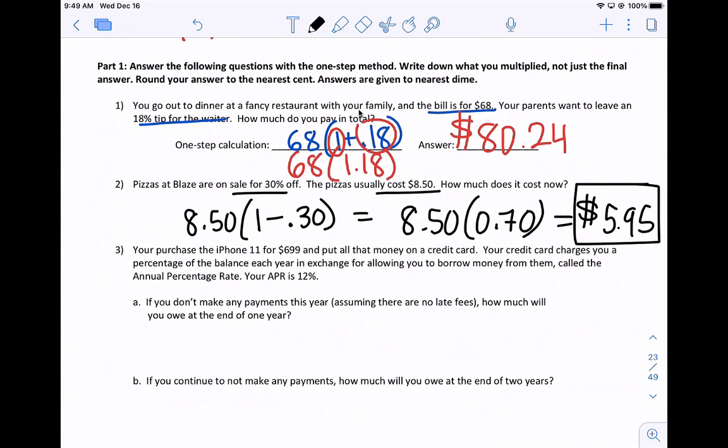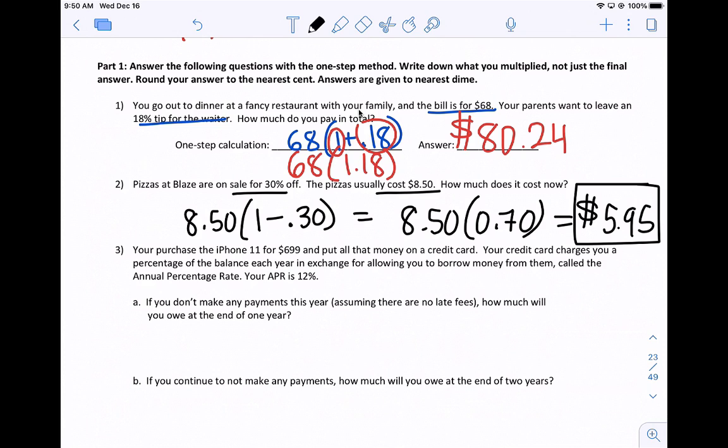You purchased the iPhone 11 for $699 and put all that money on a credit card. Your credit card charges you a percentage of the balance each year in exchange for allowing you to borrow money from them. It's called the annual percentage rate, APR. Your APR is 12%. So what that means is if you put money on a credit card and the credit card company lets you borrow that money, you're paying 12% interest on the amount that you still owe. So if you can't pay them back right away, they will charge you 12% per year on what you don't pay back. And that's how they make their money.